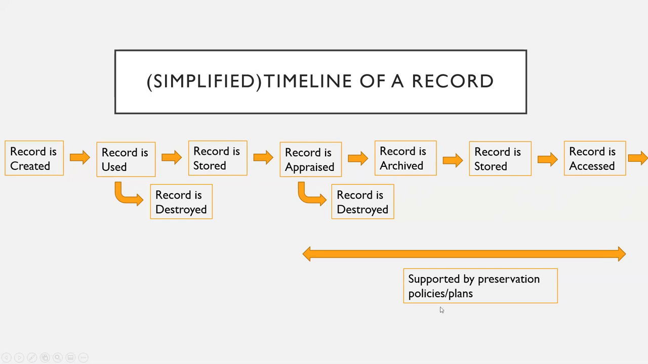And at least ideally, these stages here, the archival stages of this life cycle, are going to be supported and dictated, at least to a certain extent, by preservation policies and plans. And we'll talk more about those later on in this course. So different documents or policies that may say, you know, if a record is in this format, we're not going to bring it into our repository because we just can't take care of it.